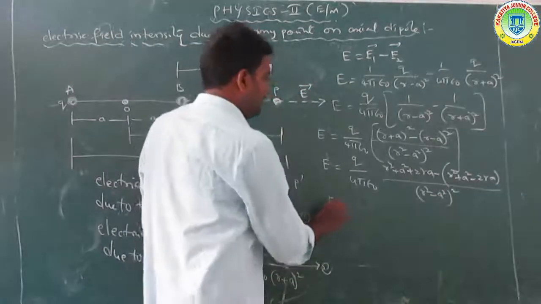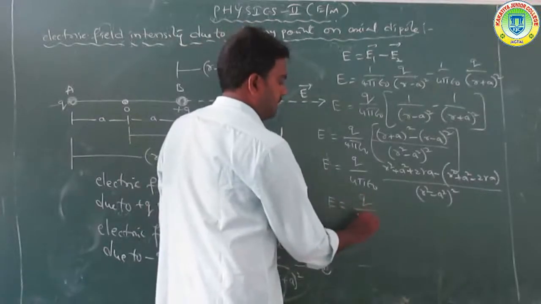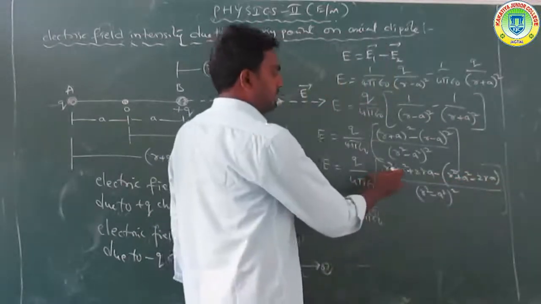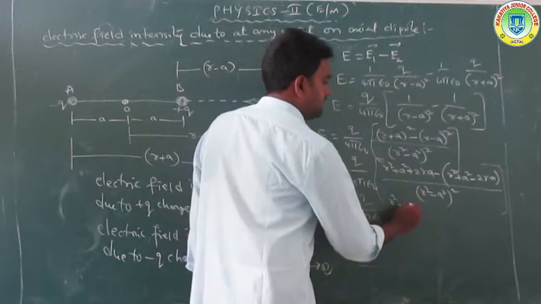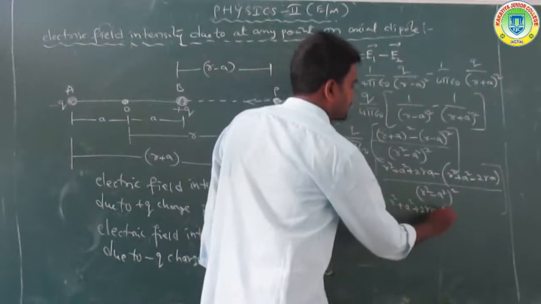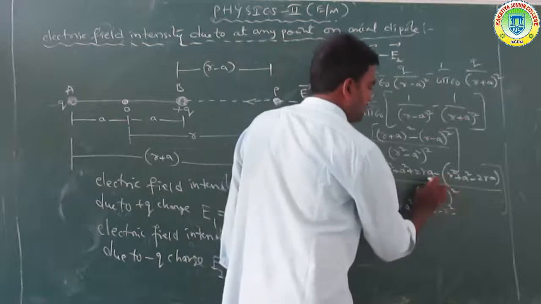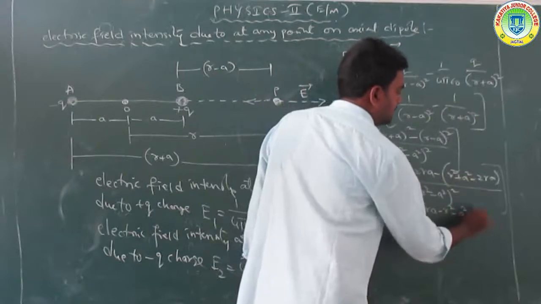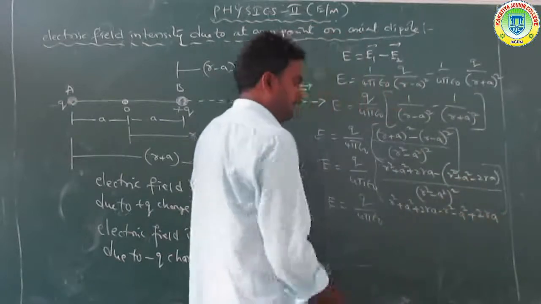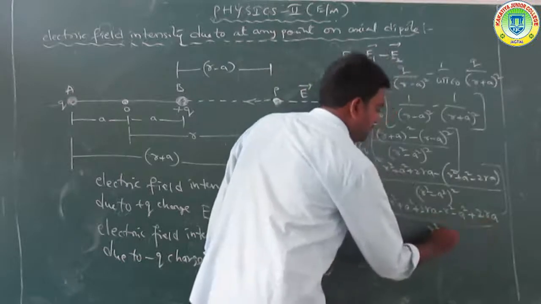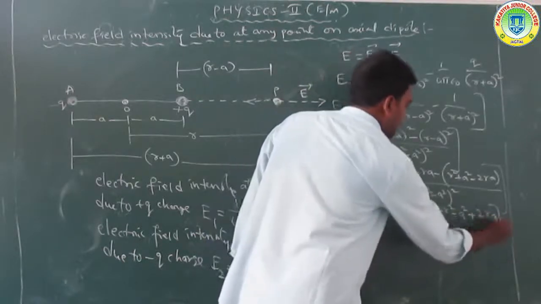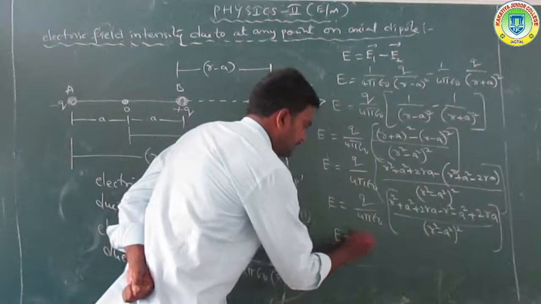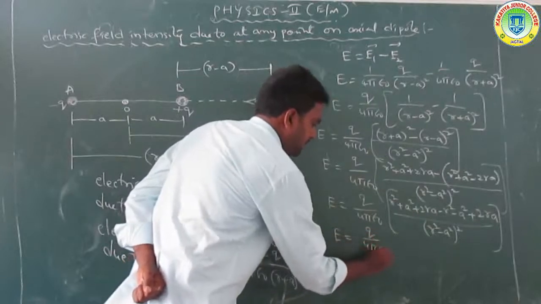So E is equal to 2 by 4 pi epsilon, under bracket, R square plus A square plus 2RA, minus R square, minus plus, minus A square, minus into minus plus, plus 2RA, by (R square minus A square) whole to the power of square. Okay, clear that.